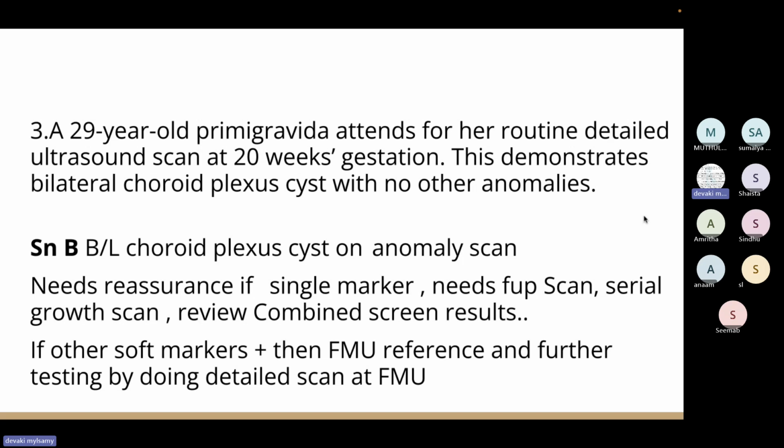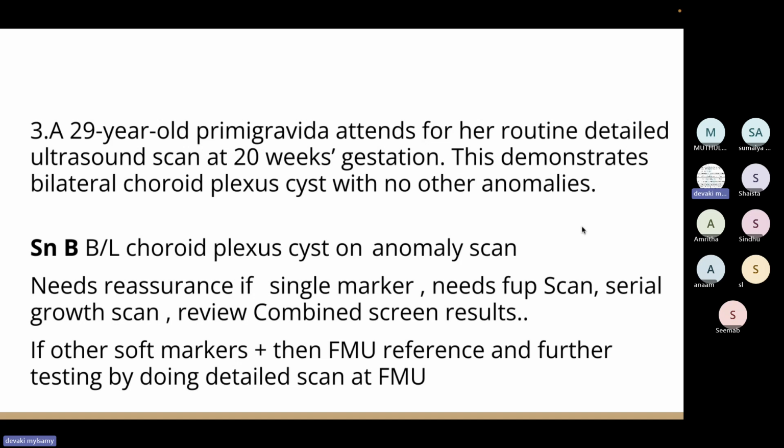If other soft markers are there, now this is a situation they had given, but by any chance if there is an abnormal combined screen or other soft markers, then in that case fetal-maternal unit reference will be done for further testing. Here they had not mentioned, so we are assuming that it is a low risk patient with normal combined screen, so needs reassurance is the treatment. But you just need to tell one line, so if at all there is any other soft marker present or abnormal combined screen, then in that case the patient will be seen in fetal maternal unit for further follow-up. Okay, so this is correct.